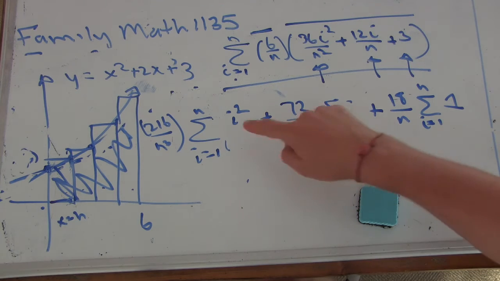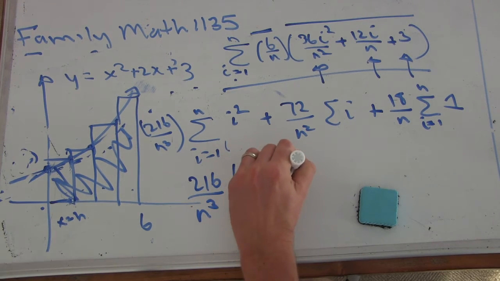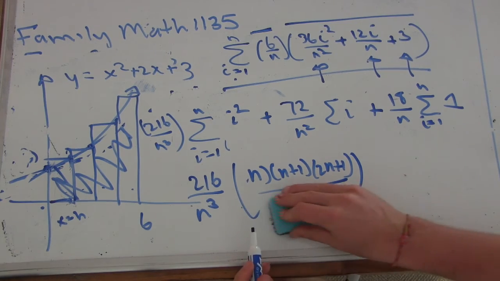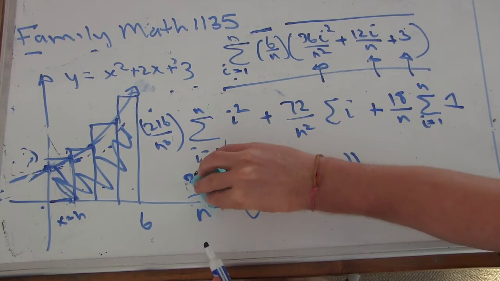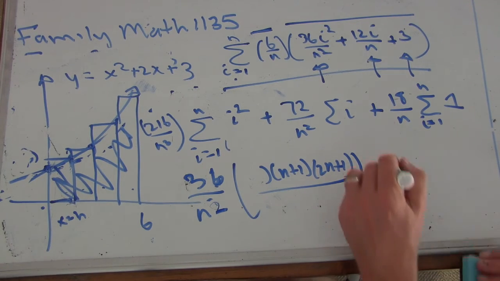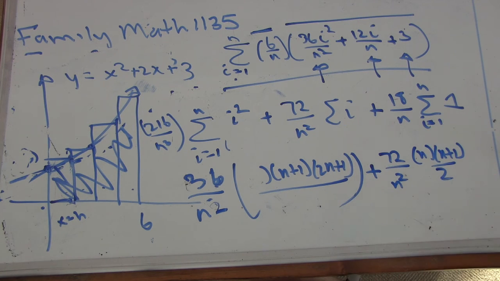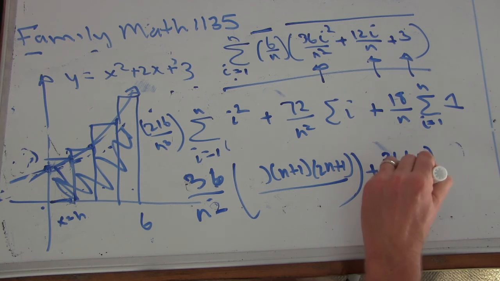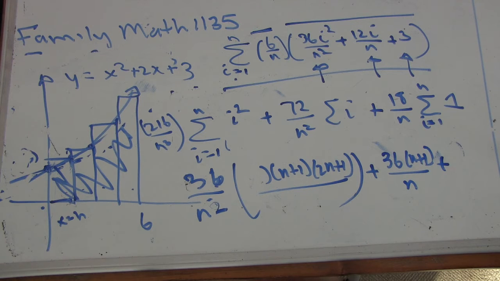So when I do this sum, I get 216 over n cubed times n plus 1 times 2n plus 1 over 6. I'll divide out that 6: 216 divided by 6 is 36. And maybe I can even divide out the n. Then for this one, I get 72 over n squared times n plus 1 over 2. When I simplify that, it's 36 times n plus 1 over n. And on this one I get 18 times n over n, which is 18.